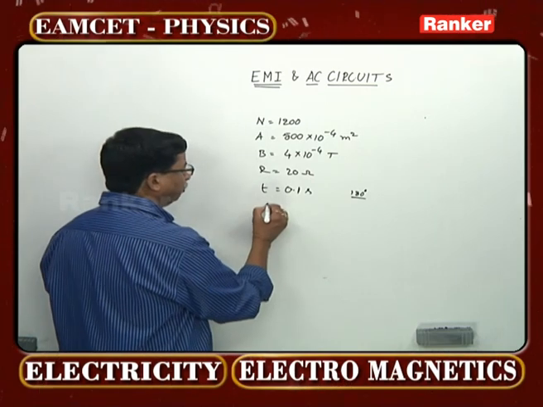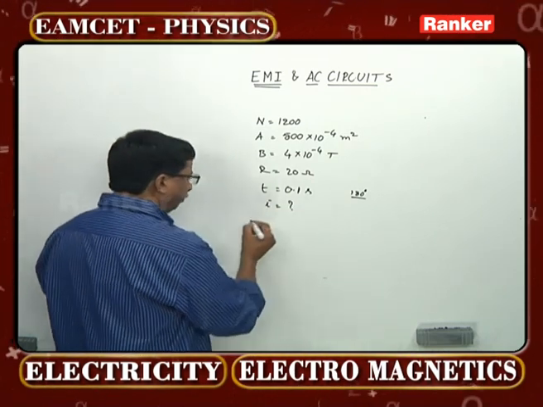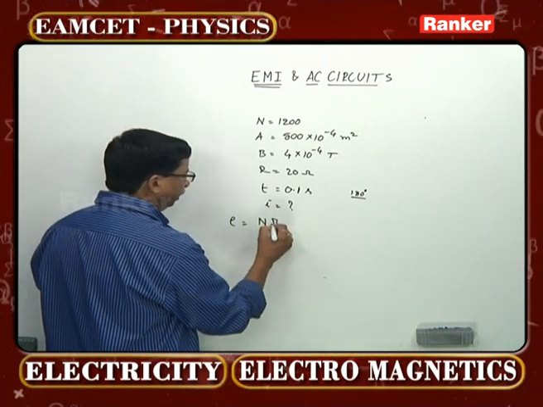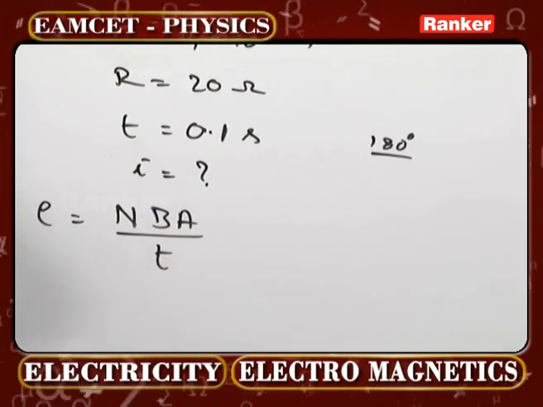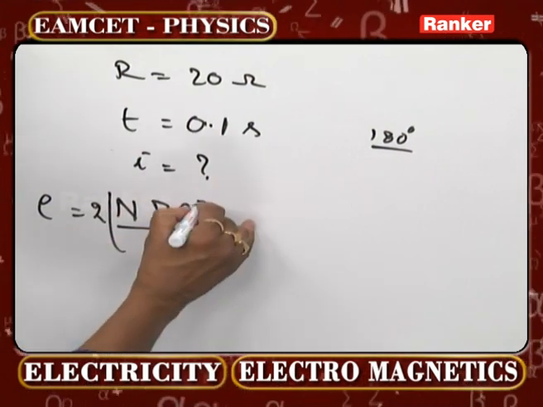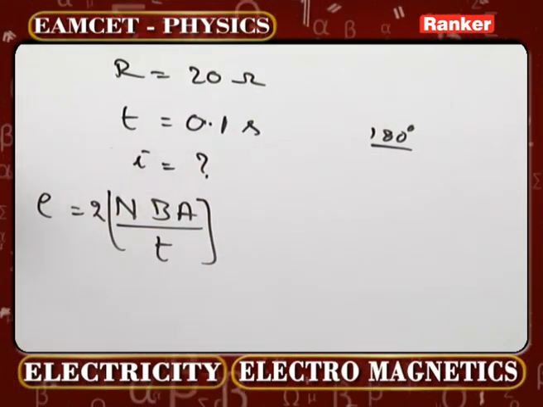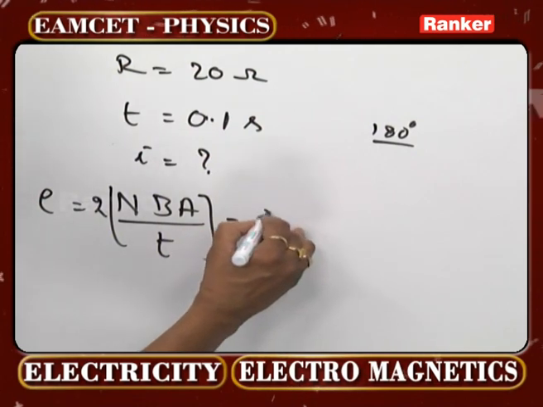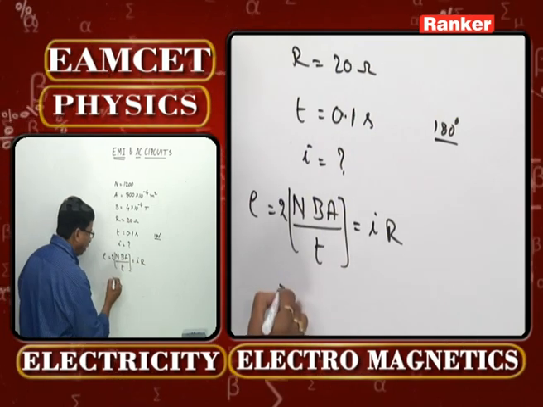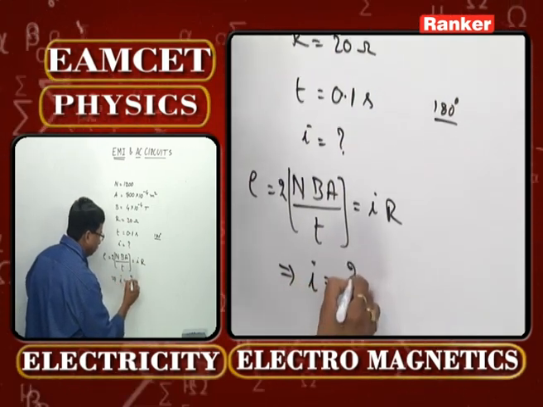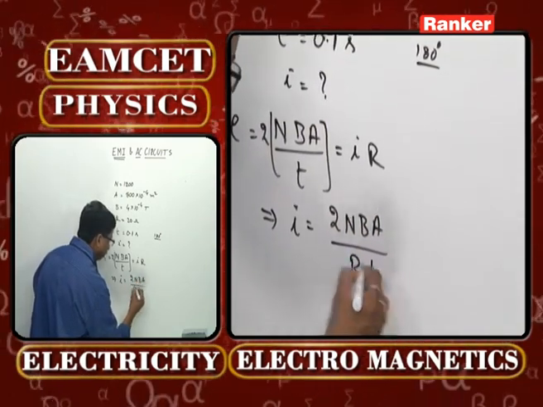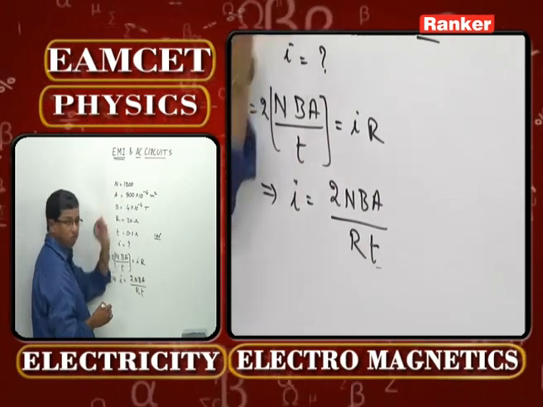Now what is his question? What is the current? In fact, we know induced EMF is equal to N B A by T. When it is reversed, it will be double, so 2 times NBA by T. That is one aspect. But E can be written as IR, current into resistance is equal to EMF. Now I want the value of I from it, so you can write 2 NBA by R into T. Every value is mentioned there.